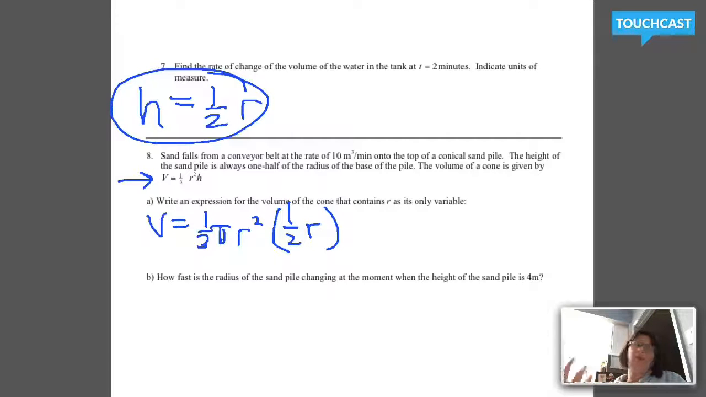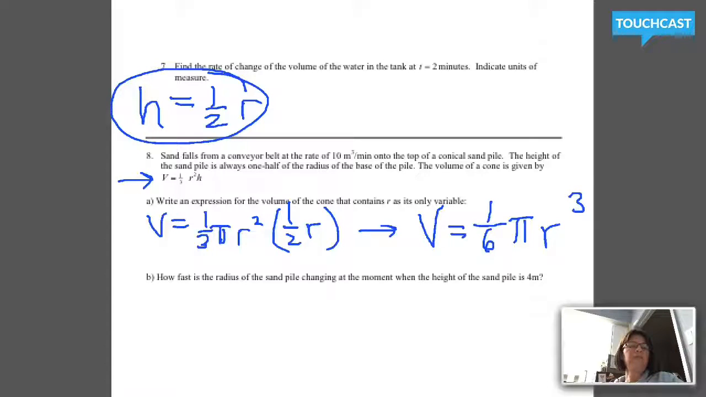Now that's fine. You have no obligation to simplify that expression, but in part B, I'm going to have to take the derivative, and it's going to be much easier to take the derivative of the volume if I've simplified this expression. So I'm just going to rewrite volume as the 1/3 multiplies by 1/2 to make 1/6 pi r squared times r makes r cubed. Okay, so now I can get along to letter B.